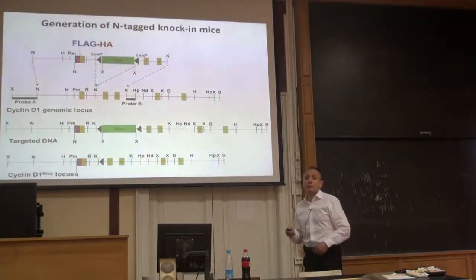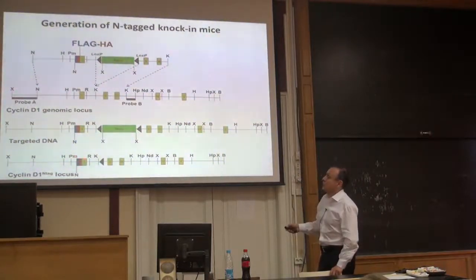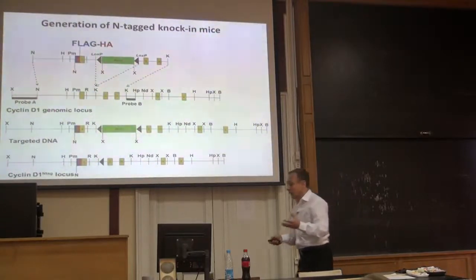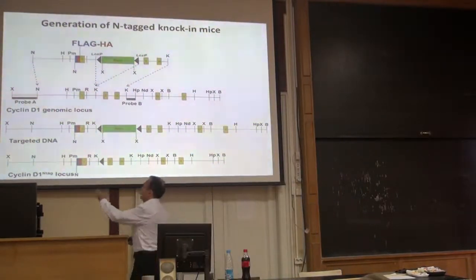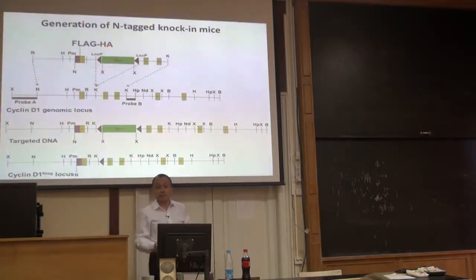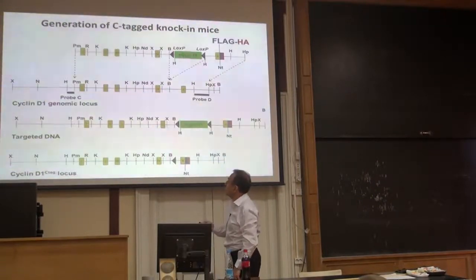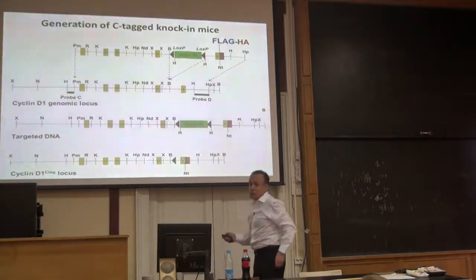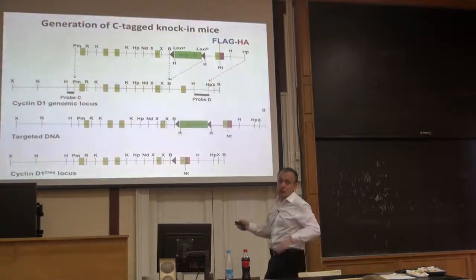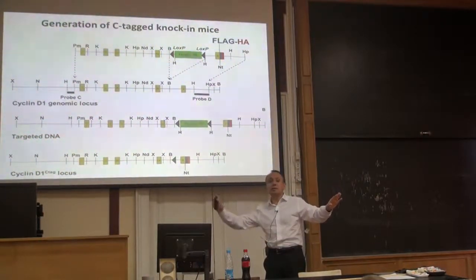Now, of course, you realize, and also Fred realized, that if you target one end of the molecule, this might actually obscure some interactions. Because if the interaction occurs through the N-terminus, then by putting those tags, you might lose some interactions. And Fred, of course, wanted to capture all interactions. Therefore, he generated a second strain of mice, where he put those tags at the C terminus.